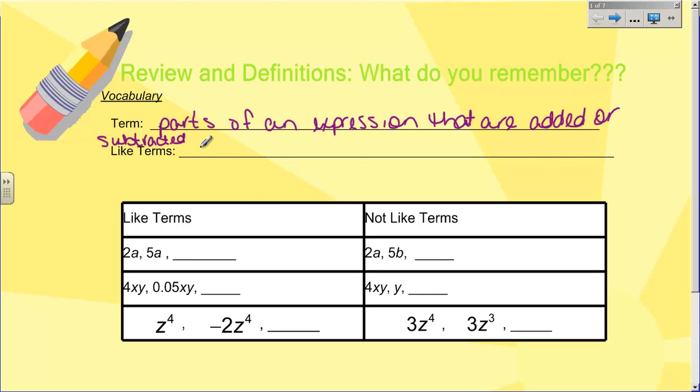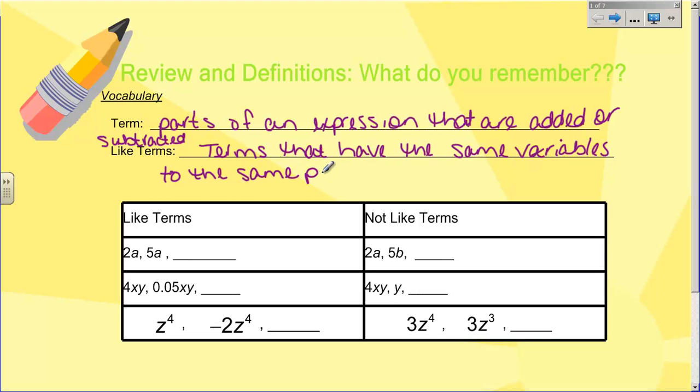Like terms are terms that have the same variables to the same powers, which means that the variables are the same and so are the exponents. They can't be alike if their exponents are not the same. You cannot combine things that are not alike, which is why it's important to know what like terms and unlike terms are. It's like adding apples and bananas. I know that sounds cliche, but that's what it is.